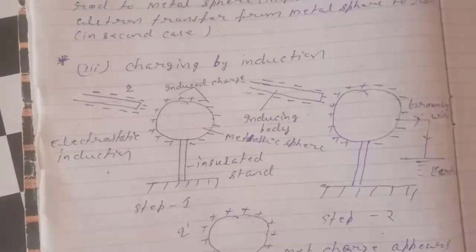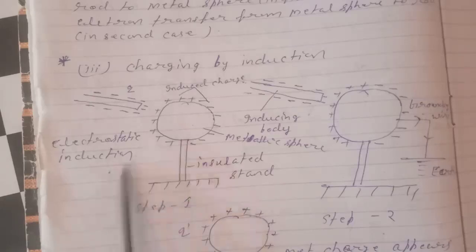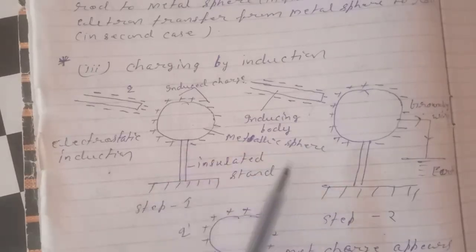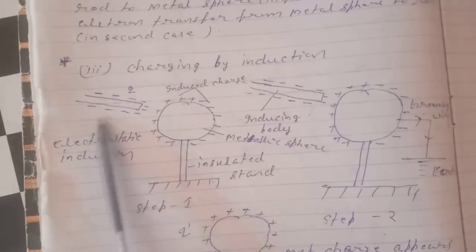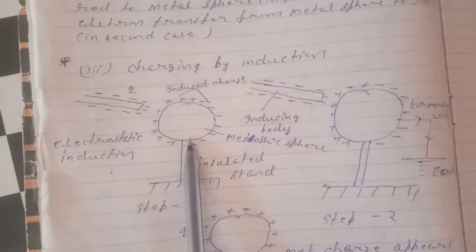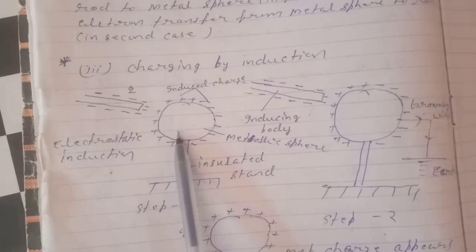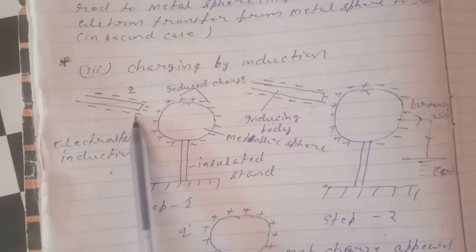It is also a method of charging a body, and in this case the charge is called induced charge. This process is done in 3 steps. First, an uncharged sphere is placed on an insulated stand, and then we bring a charged rod near it.